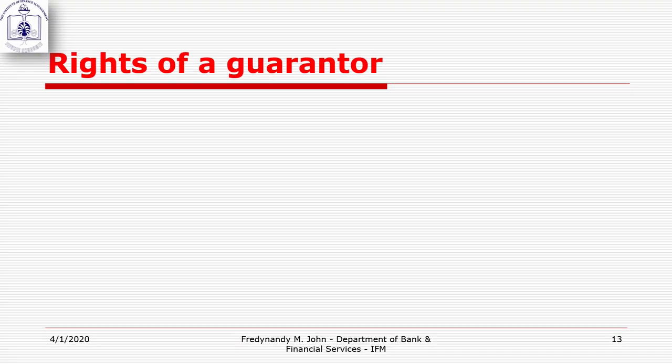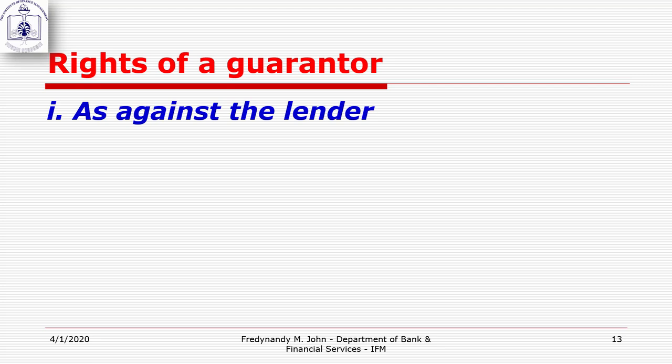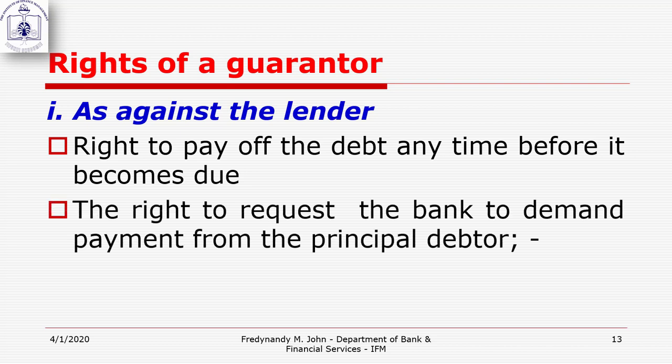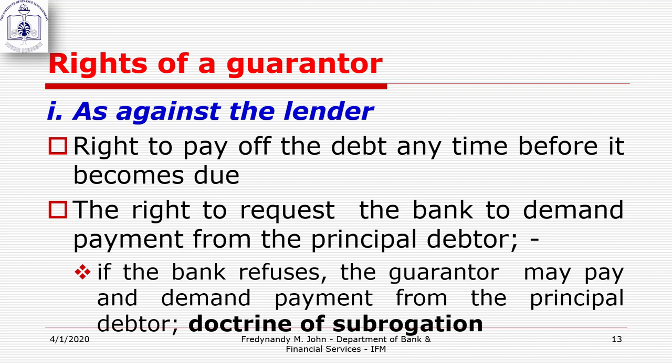The rights of a guarantor are classified under the following headings. Number 1, as against the lender. As against the lender, the guarantor has a right to pay off the debt at any given time before the debt becomes due. Again, the guarantor has the right to request the bank to demand payment from the principal debtor. But if the bank refuses, the guarantor may pay and demand payment from the principal debtor, and this is what is called the doctrine of subrogation.